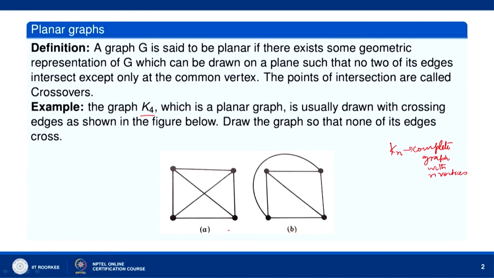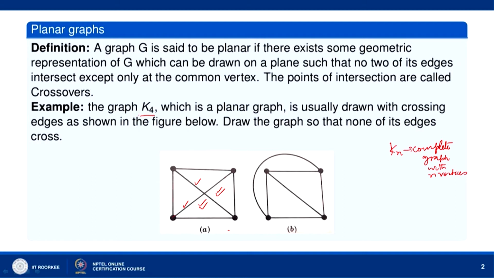Now, it is a planar graph because you can see no two of its edges intersect. Now, here this is not a planar graph because two edges, this edge and this edge, are intersecting each other, but this can be made a planar graph by drawing this edge like this. If we draw this edge like this, then it becomes a planar graph. So, this is a complete graph, this is the graph K4. It can be made a planar graph like this.